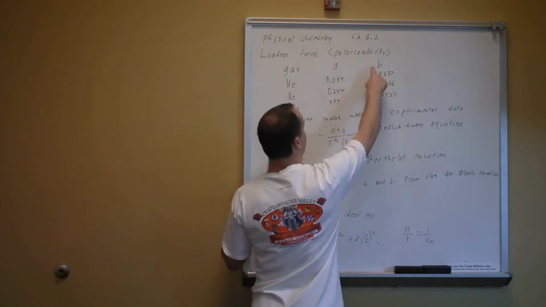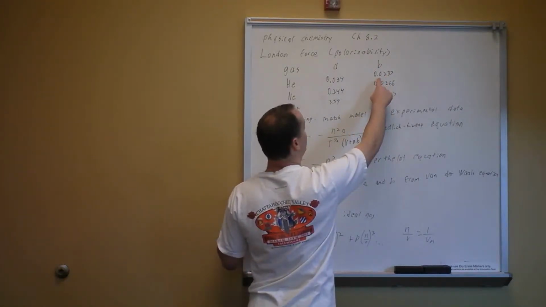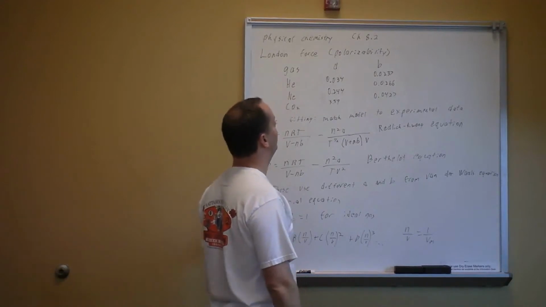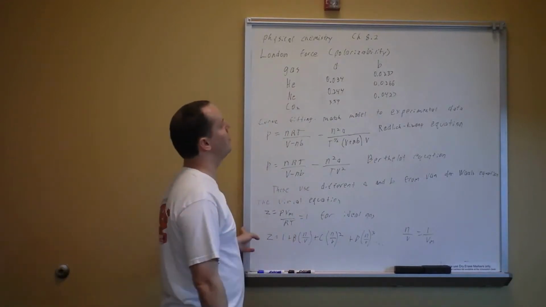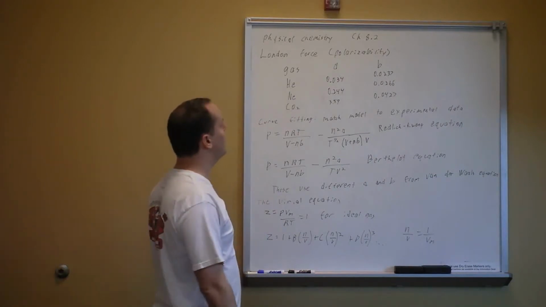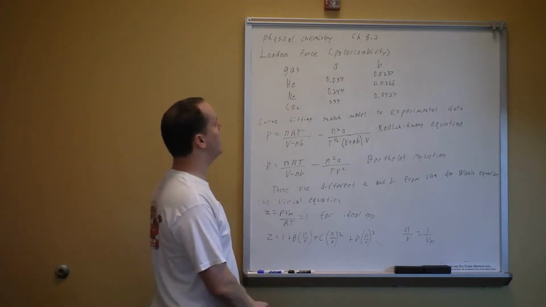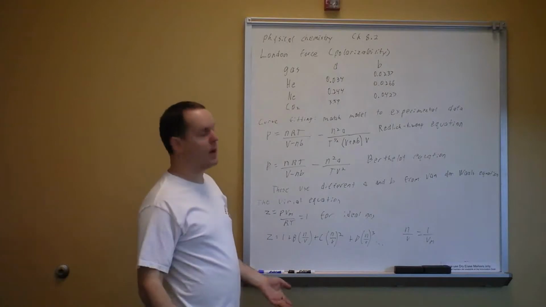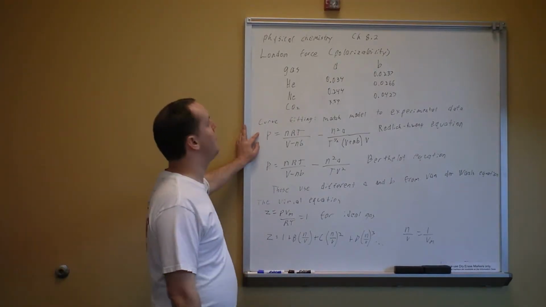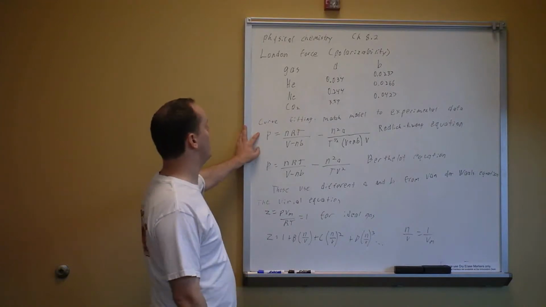And then for B, for helium it would be 0.0237. For neon it would be 0.0266. And for carbon dioxide, B is equal to 0.0427. Now curve fitting is when we take experimental data and we match a model or an equation to that data. Van der Waals might be one example, of course, but here's another one.